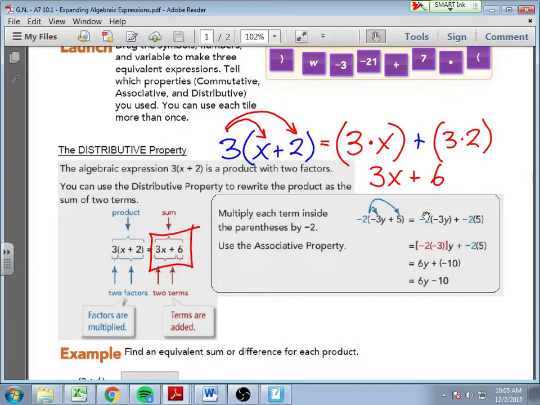Formulate your question. Pranav, question? Okay, so say this is a completely different equation, but if it was like 3x plus 6x, then we can combine the like terms first. Why do you need to do the arrows? Why can't you just do 3 times 2 and then get 3x plus 6?